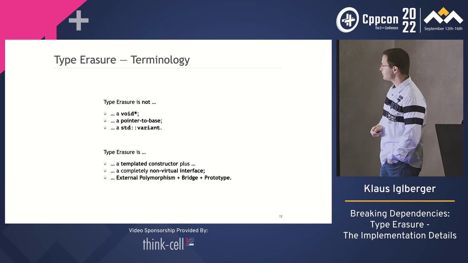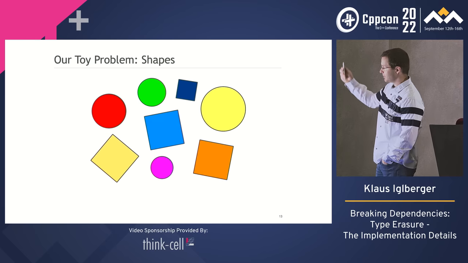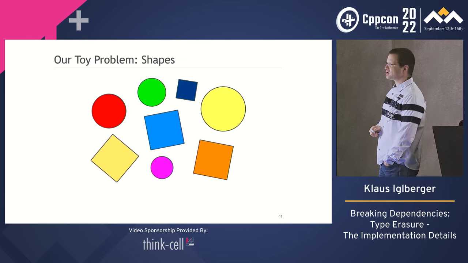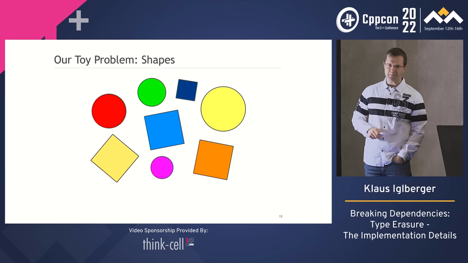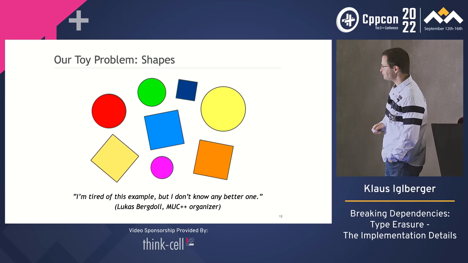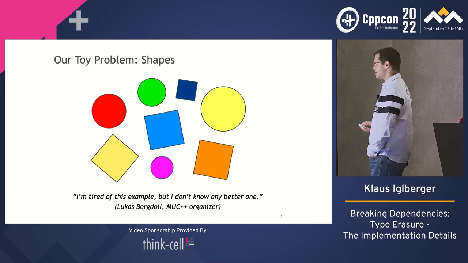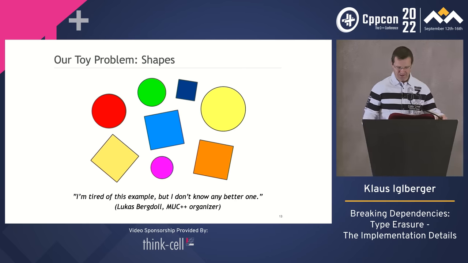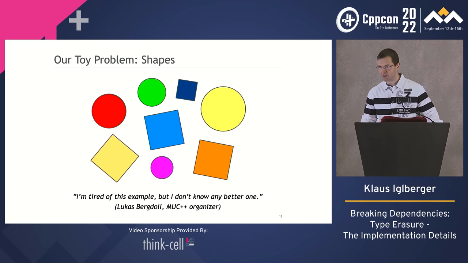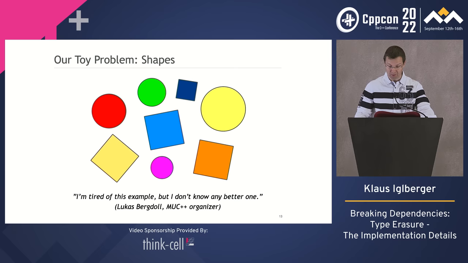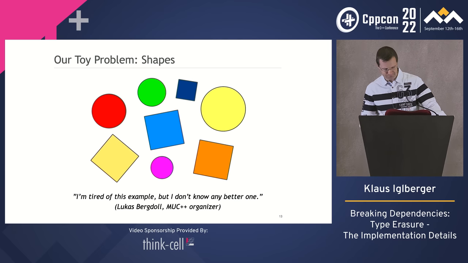So now, let's dig in, and let's start, as I said, with this little toy problem of drawing shapes, which I know is a little boring, totally. And to say it in the words of my colleague from the user group, I'm tired of this example, but I do not know any better one. And that's my feeling too. It is a good example, and I hope it's simple, which means that hopefully you can focus on the structure. It's all about structure, it's all about dependencies, so ignore the drawing thing.